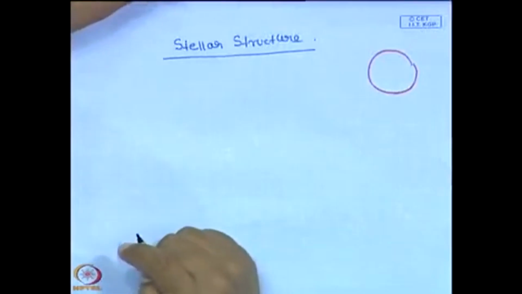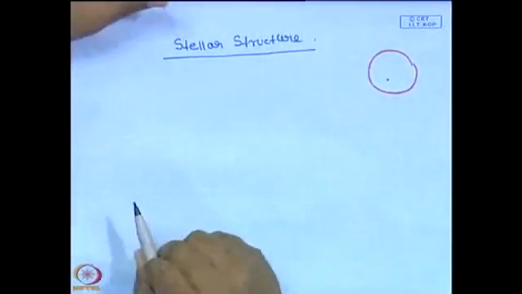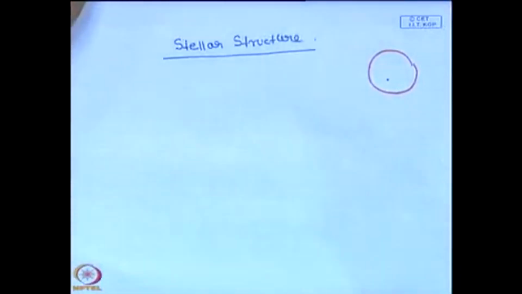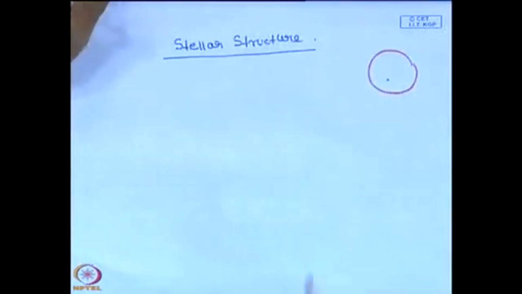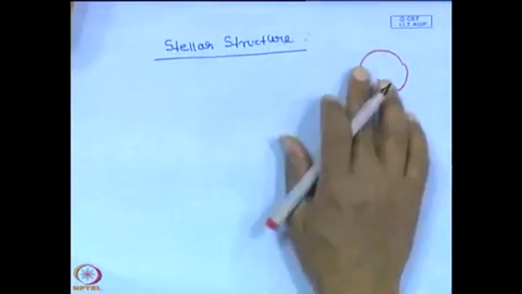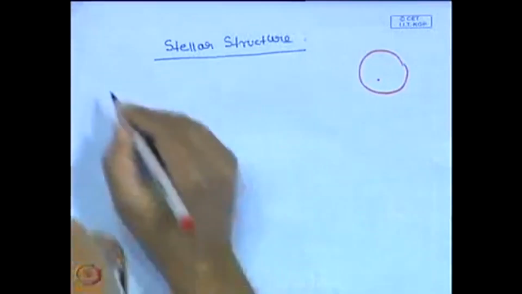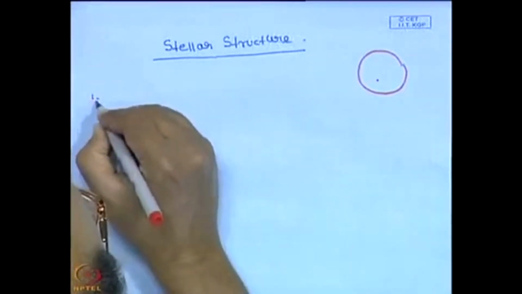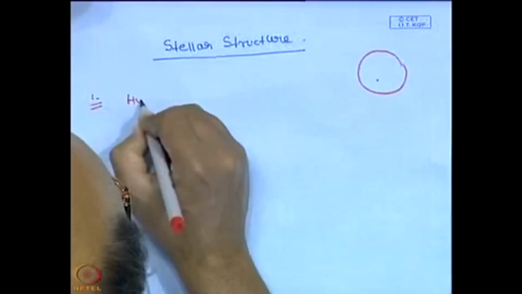So, it is bound by its own gravitational force, and by and large, most stars are hot gas, they are plasma, ionized hot gas. Okay. So, there are 4 equations governing the structure of a star. The first equation is the equation of hydrostatic equilibrium.